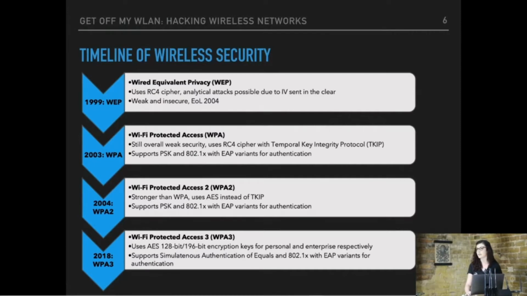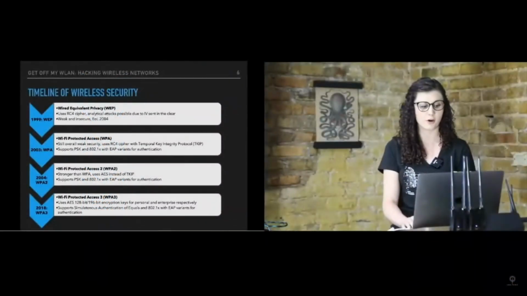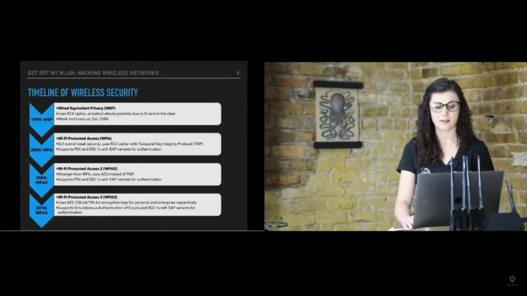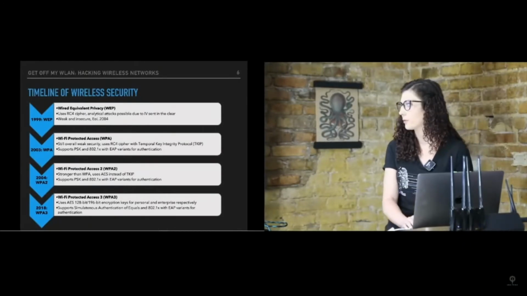And for the pre-shared key portion of this authentication, for WPA3, it uses simultaneous authentication of equals. What that means for us as an attacker is that whenever we do our pre-shared key attacks, trying to capture that handshake and do the brute force attack, this is going to make it a lot harder for us just due to the advanced protocol being used there. But we still have the enterprise support and EAP variants as well with this protocol.